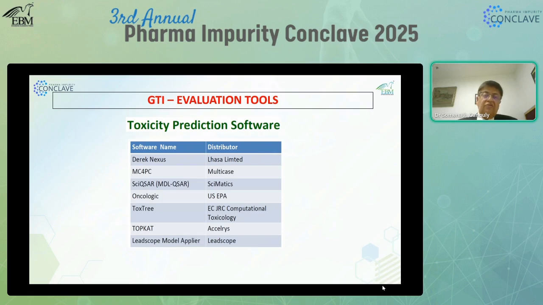Now, how are we evaluating the GTI? There are some software tools, such as Derek, Sarah, Toxtree, TopKat, all these things. These are all toxicity prediction software. Different pharma companies use this software to understand, for an unknown impurity or any impurity, what structural alert is there. Based on that, we have to decide what its fate will be.